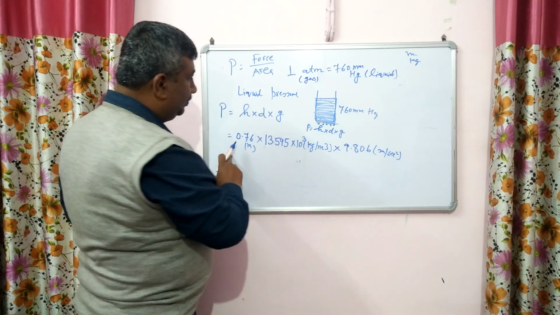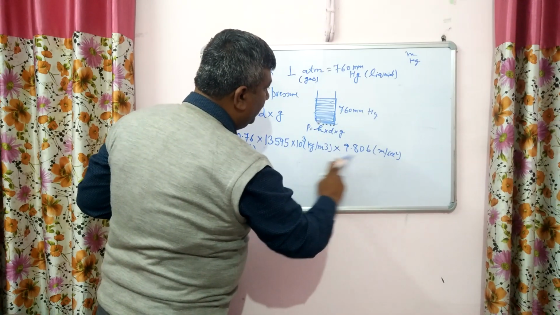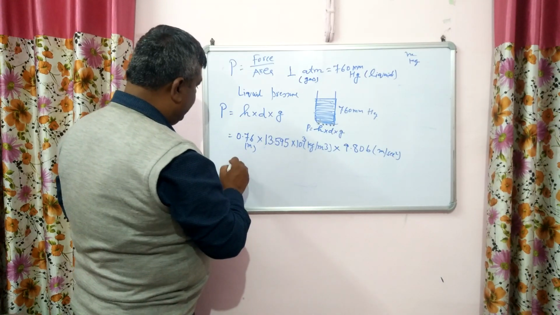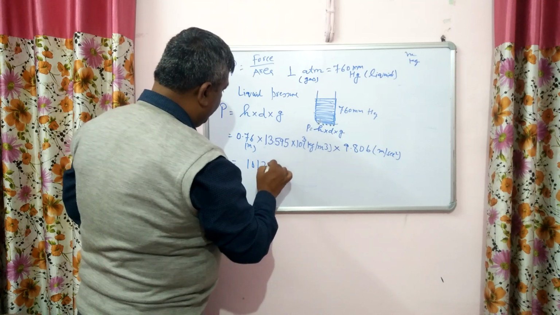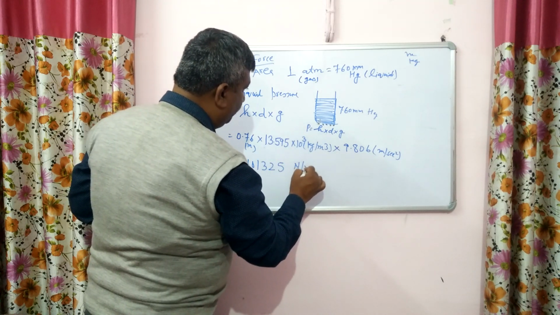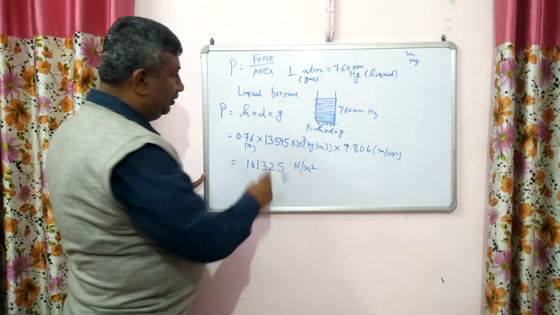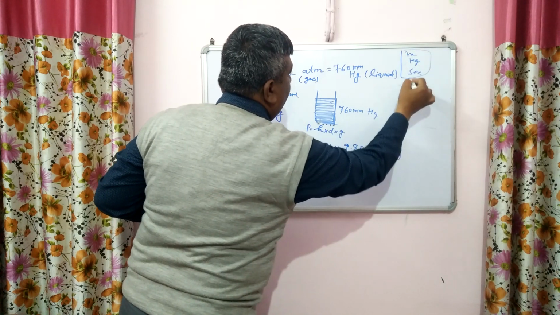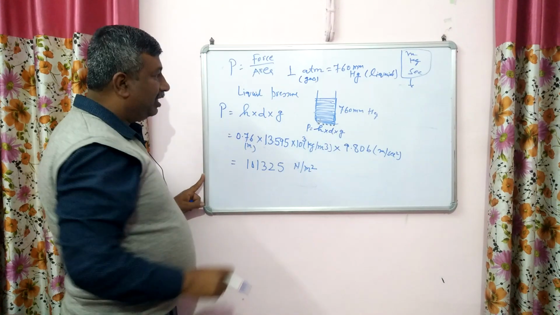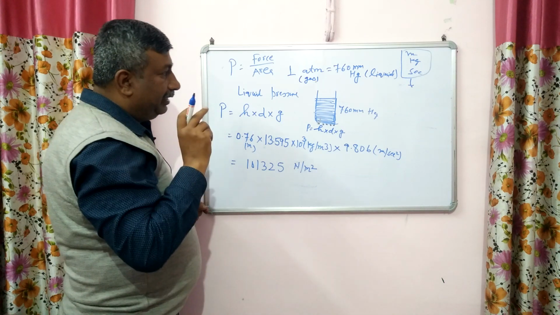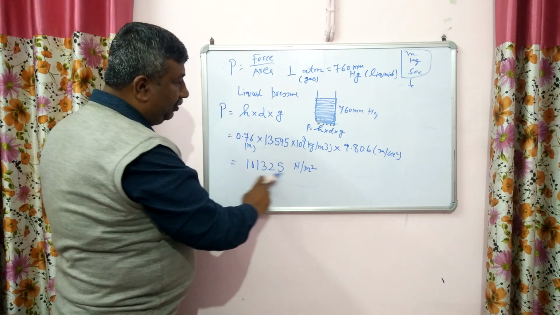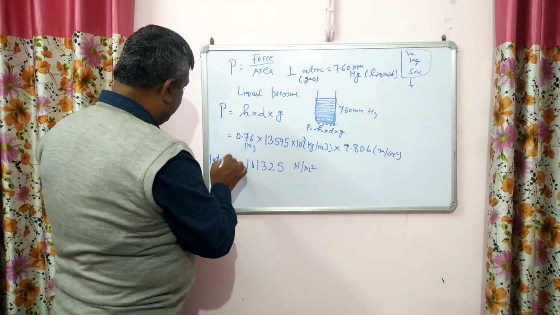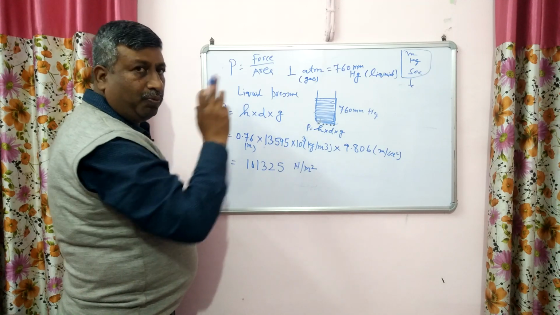Okay, so if we multiply this whole number, then it is 101,325 Newton per square meter. Because it is in meter, kilogram and second, the unit conversion is Newton per square meter. It means 760 mm mercury pressure is equal to 101,325 Newton per square meter, or we can write it as 1 atmospheric pressure because it is equal to 1 atmospheric pressure.